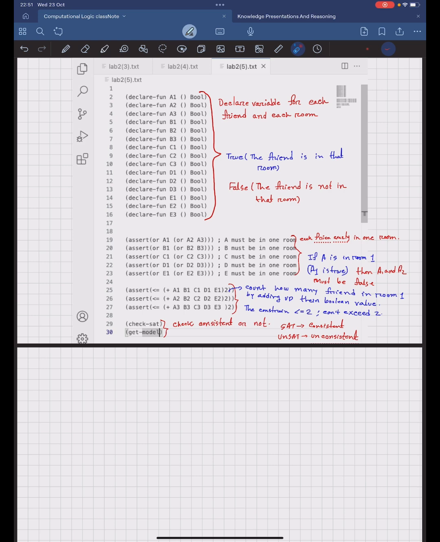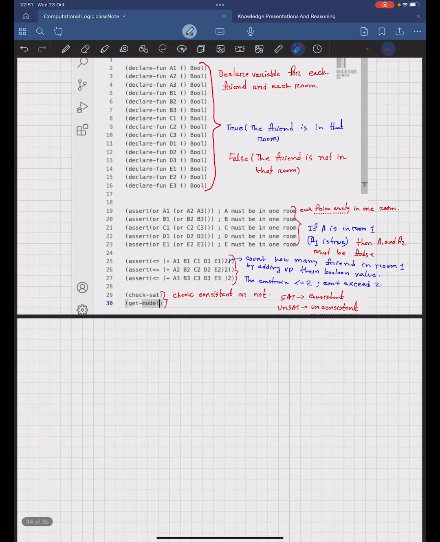Then we have to consider the room capacity. Okay, let's talk about the first one, we will get good knowledge from the rest of the things. Let's think about how many friends in room 1 can stay, the combinations or count. We can do it with this expression: assert not less than 2, as you see in the last things there.